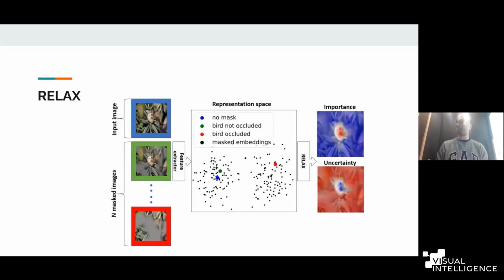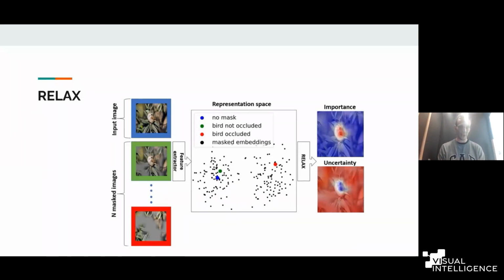representation model. What we do is we take the input image and we randomly mask out parts of the input image, and we send that through the network and see how far it moves in representation space. Fundamentally, the idea is that if there's something important in the image, when that is masked, that will move the input fairly far away from the original image.